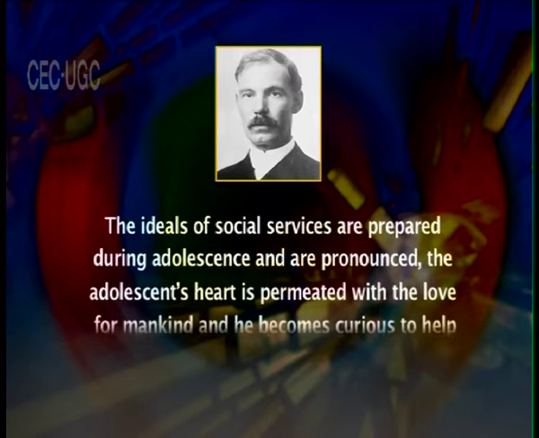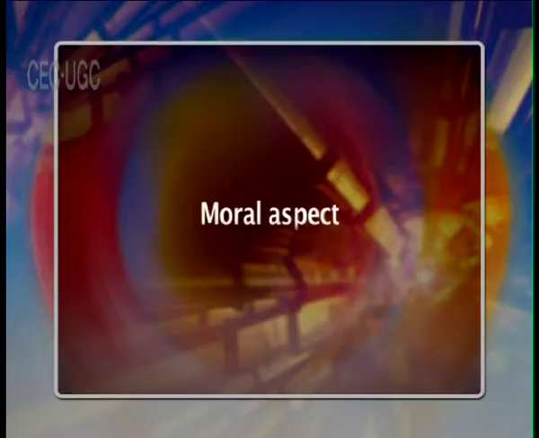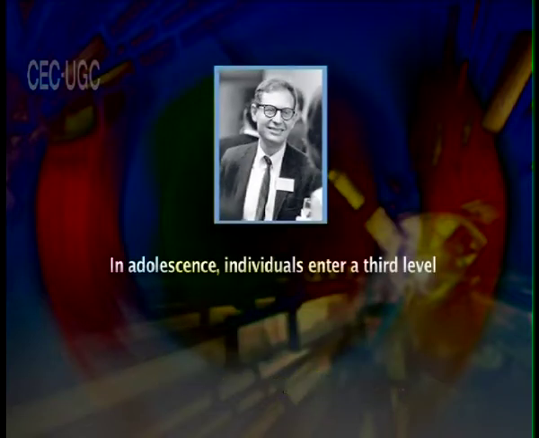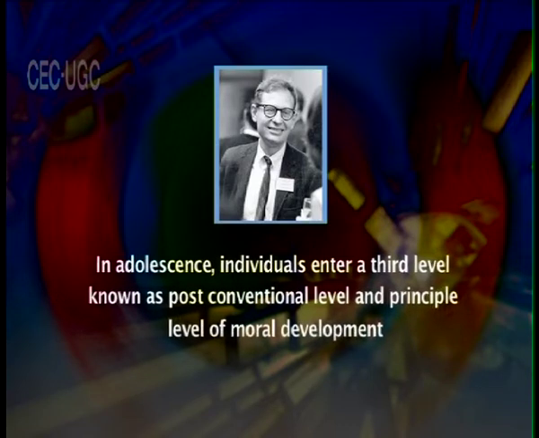The adolescent heart is permeated with love for mankind, and he becomes curious to help in the construction of an ideal society. Moral aspect. According to Kohlberg, in adolescence, individuals enter a third level known as the post-conventional level, or principled level, of moral development. At this stage, people judge morality in terms of abstract principles and values rather than in terms of existing laws and rules of society.